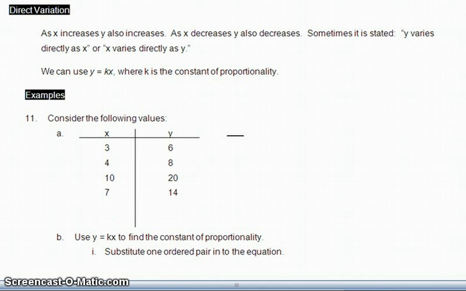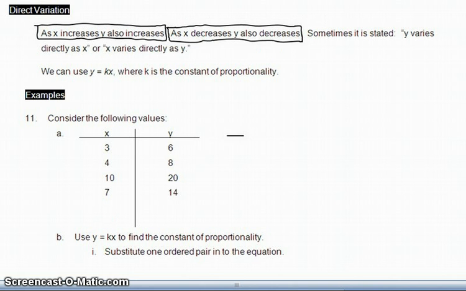And as you might recall, that stated that as one value increases, the related value increases. And as one value decreases, the other value is also going to decrease. And we related this to wages. The more hours you work, the more money you make. They both go up. If your number of hours decreases, the amount of money in your paycheck decreases.